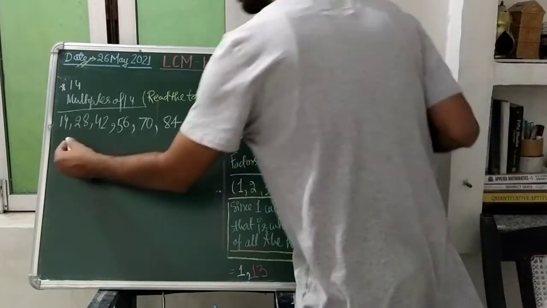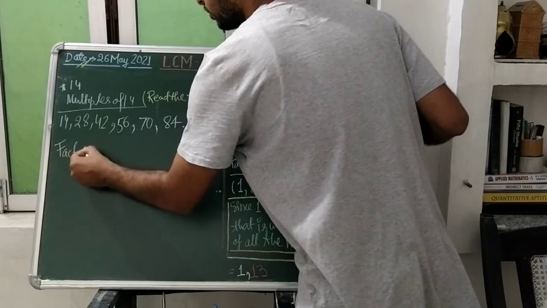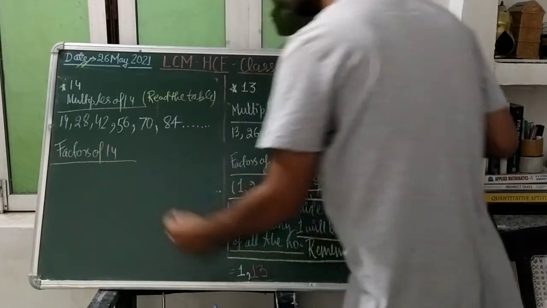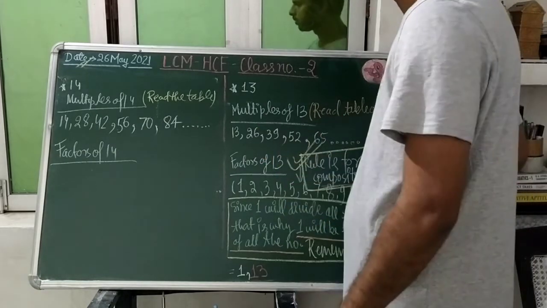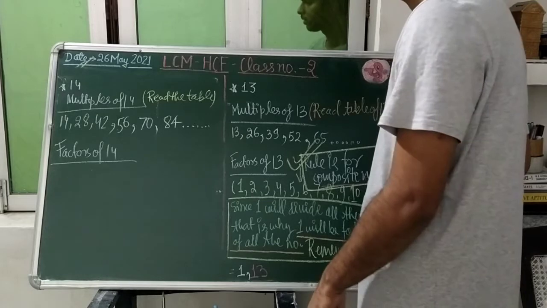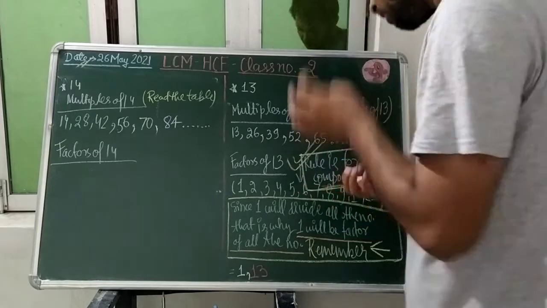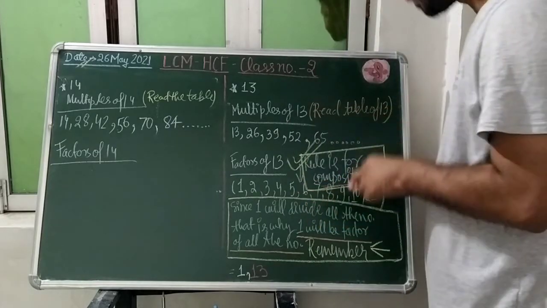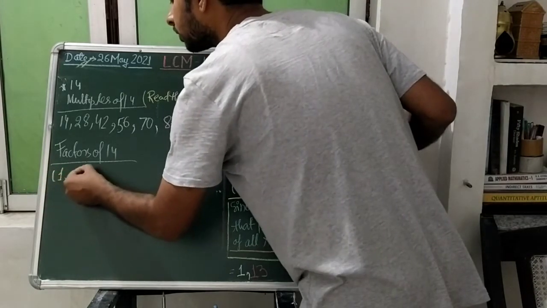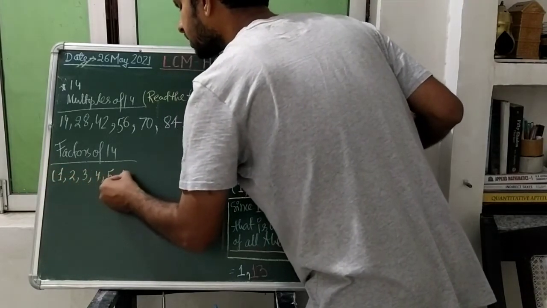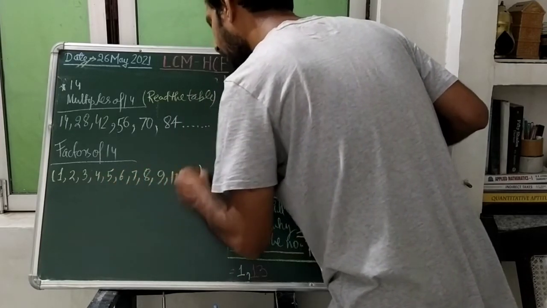And students, when will we talk about the factors of 14? So factors of 14, look students, is 14 a prime number or a composite number? Composite number. 14 will be a composite number. So for a composite number, what shall we do? We shall apply this rule. 1, 2, 3, 4, 5, 6, 7, 8, 9, 10, 11.